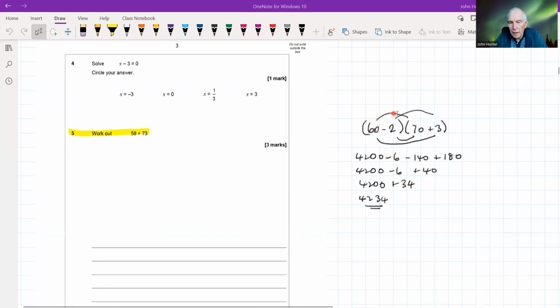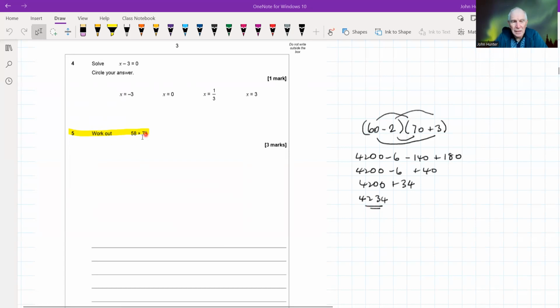So the eyebrow, 60 times 70, well, that's easy because we know 6 times 7, and there's just a couple of noughts to go on the end, 4,200. The other eyebrow is minus 2 times plus 3, that's minus 6. The mouth is minus 140, and then the chin is 180. So if we simplify that to 40 and then simplify this to 34, we end up with 4,200 plus 34, which is 4,234.